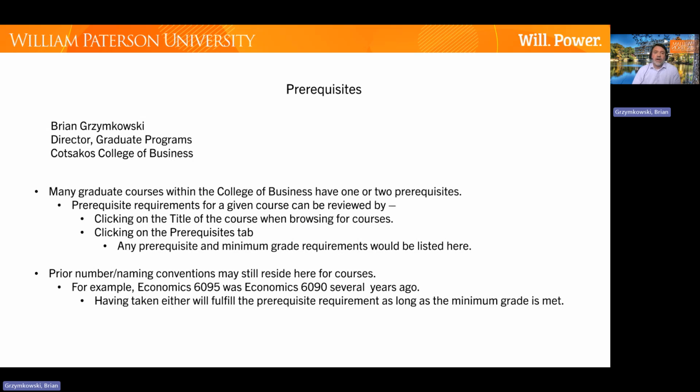And the best way to review what a prerequisite requirement is for a given course is to log into WP Connect. And whether you are doing browse for courses or add drop courses, you can usually click on the name of the course. That'll pull up some additional information about the class. One of them is prerequisites. There's a prerequisites tab there that you can click on. And there you can see what courses are prerequisites for that class, as well as what minimum grades need to be earned in those courses to meet the prerequisite requirements.